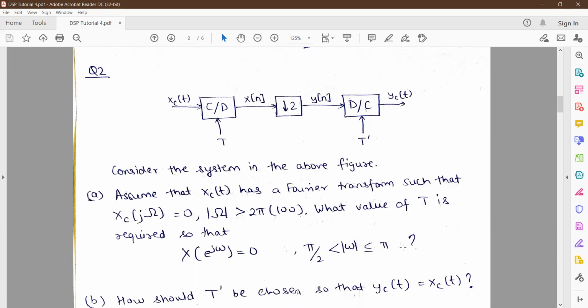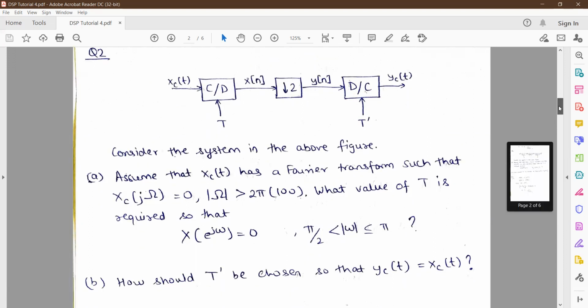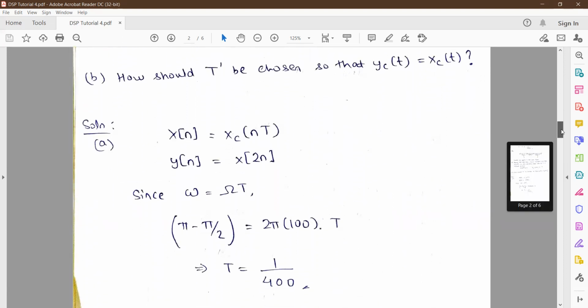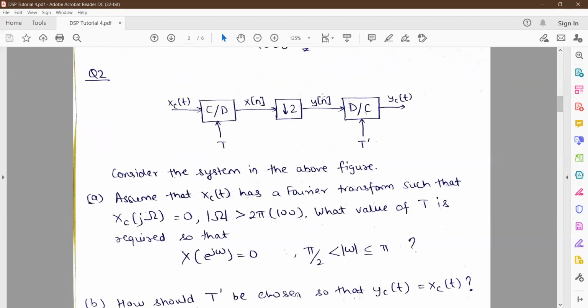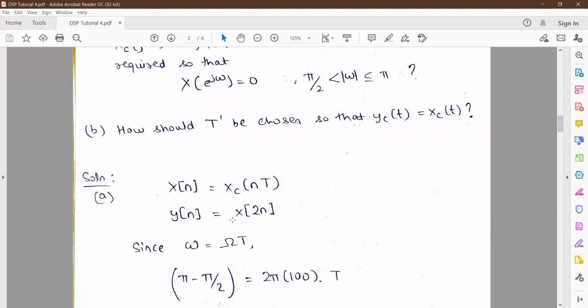This is what we have to do in the first part. So let's look at the first part first. Obviously x of n is x of c sampled with a time period of T, and y of n will be nothing but x of n downsampled by a factor of 2. So y of n is nothing but x of 2n, right?